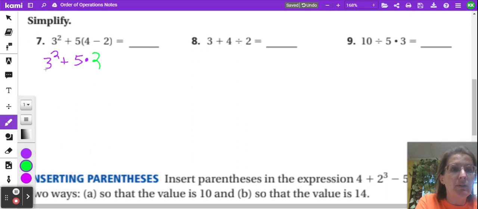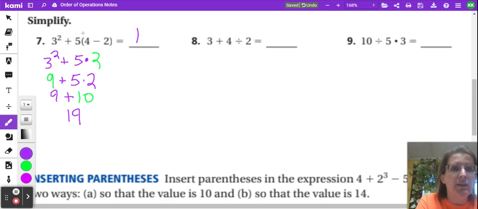Next step is exponents. We do have an exponent. 3 times 3 is 9. So 9, and then I just bring down the rest of it, plus 5 times 2. Now I look for multiplication and division. I do have some multiplication. So 5 times 2, I get 10. And then I bring down the rest of the question. And now I'll have one step, 9 plus 10 to get 19.